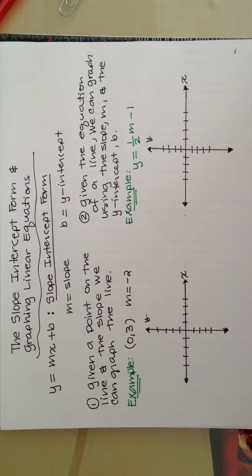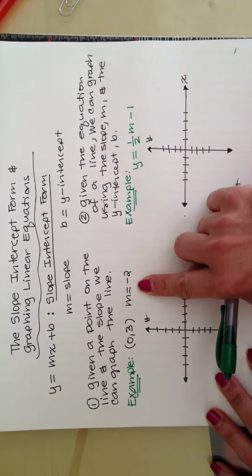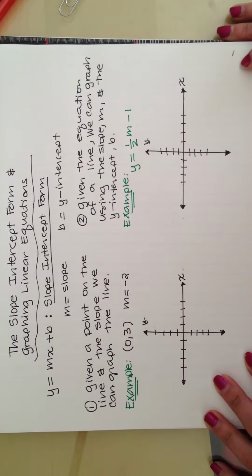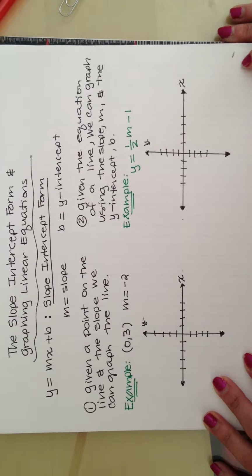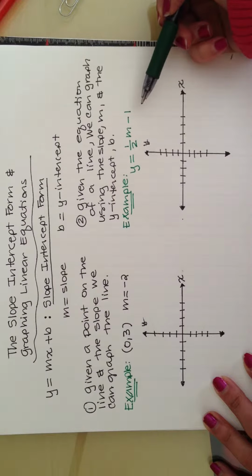So basically, there are two ways to graph a straight line. If you're given a point, for example (0, 3), and you're given your slope, then we can graph our straight line. And if you're given just an equation, you can also graph your line.